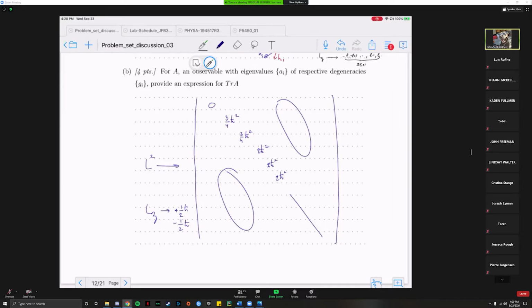But at the same time, there was a choice that was made. You chose to measure Lz. You could also have measured Lx, which would have been equally acceptable.